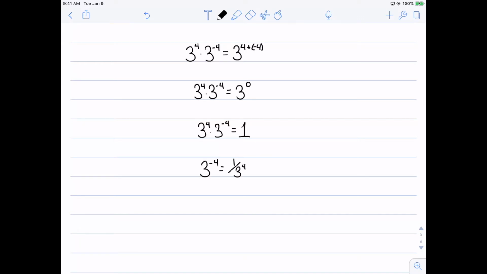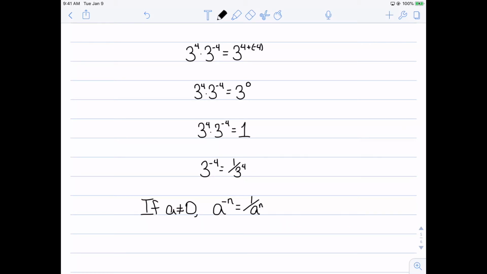Now that we've expanded the idea of exponents to 0, let's look at what happens with negatives. This time I'm going to look at 3 to the 4 times 3 to the negative 4. Using my multiplication rule, that gives me 3 to the 4 plus negative 4. Simplifying gives me 3 to the 4 times 3 to the negative 4 is equal to 3 to the 0. We just discussed how anything to the 0 power is 1, so now I have 3 to the 4 times 3 to the negative 4 is equal to 1. And dividing both sides by 3 to the 4th gives me that 3 to the negative 4 is equal to 1 over 3 to the 4th.